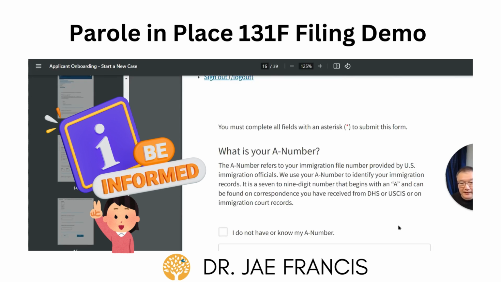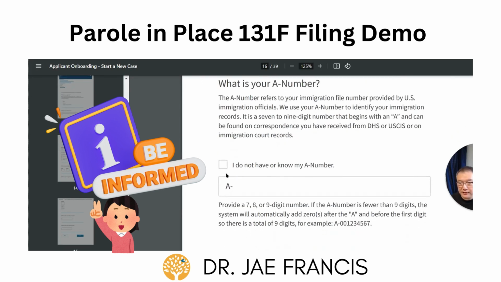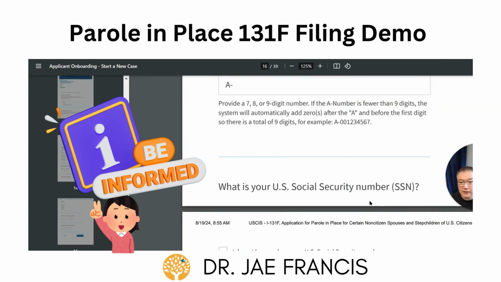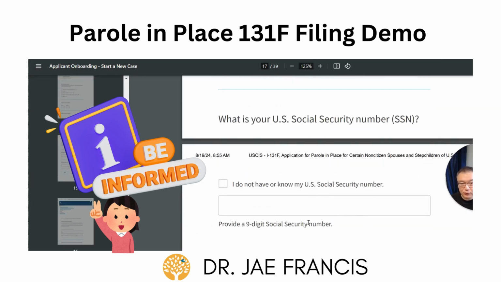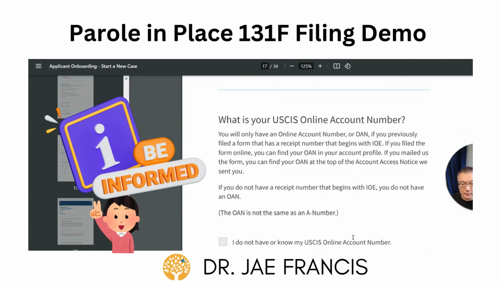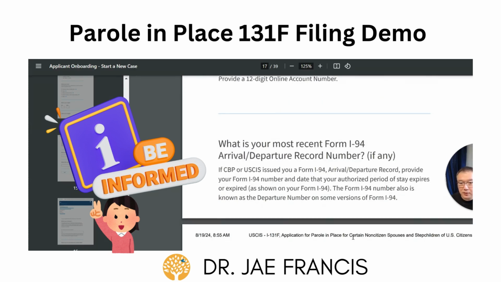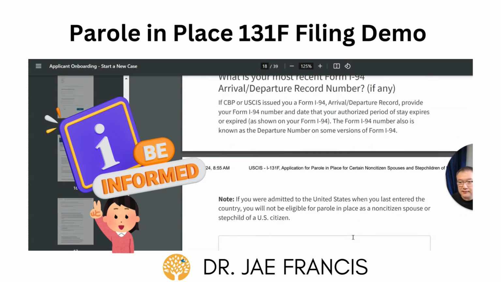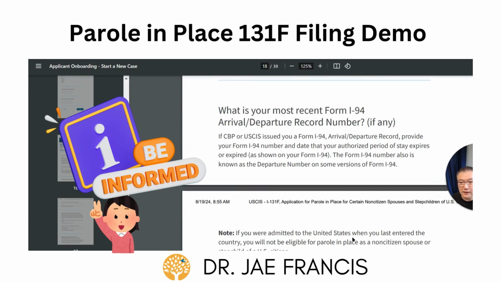Then if you have an A-number, you type it up. If not, you select that you don't have it. If you have your own social security number, you type it. If you don't have it, you say you don't have it. Then you'll be asked to type your USCIS account number. If you don't have it, you can skip it. Since you're applying for parole and you entered without admission or parole, you don't have an I-94 number.